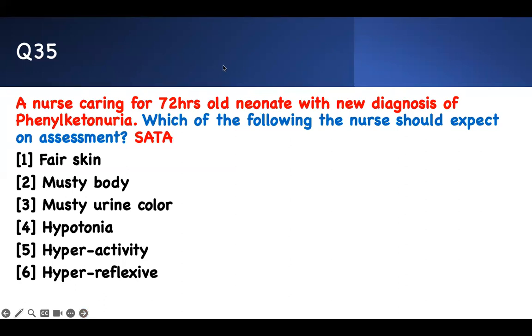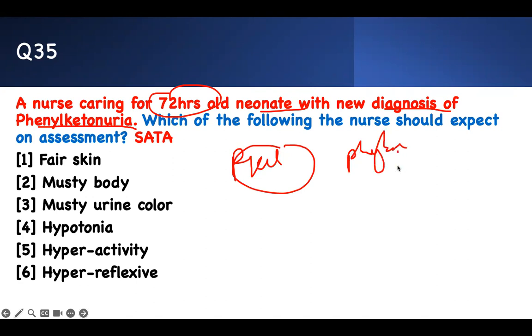This is another topic. It can be a six-option case, but I give you a short one to see if you can figure out what is going on. A nurse is caring for a 72-hour-old neonate with a new diagnosis of phenylketonuria. That means PKU. You know PKU? They have a phenylalanine problem. They cannot break down phenylalanine to tyrosine. So they should avoid a diet high in phenylalanine for the rest of their life.